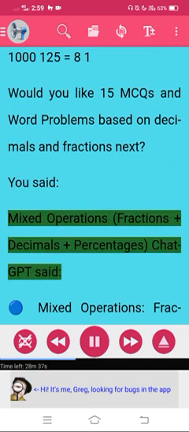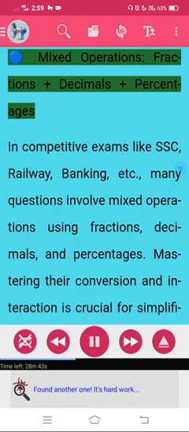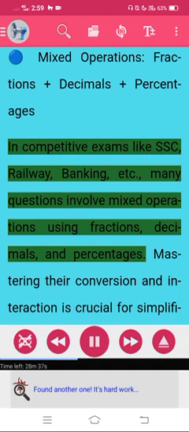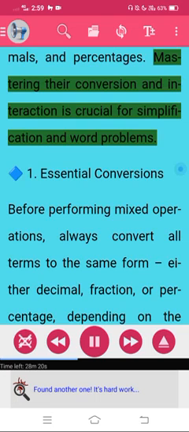Mixed operations: fractions plus decimals plus percentages. In competitive exams like SSC, railway, banking, and so on, many questions involve mixed operations using fractions, decimals, and percentages. Mastering the conversion and interaction is crucial for simplification and word problems.